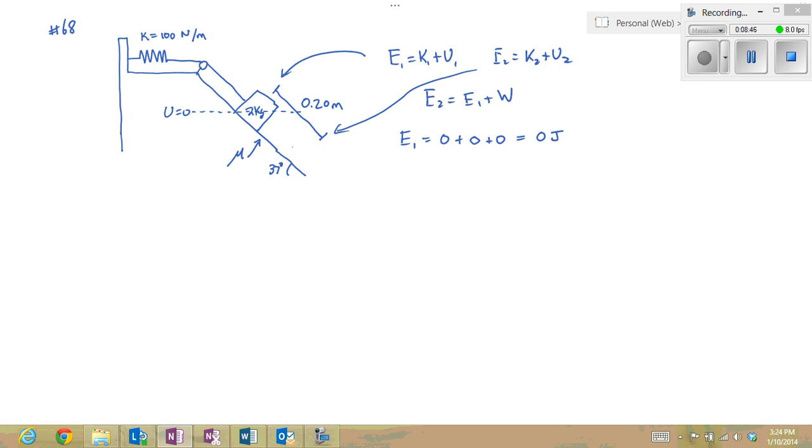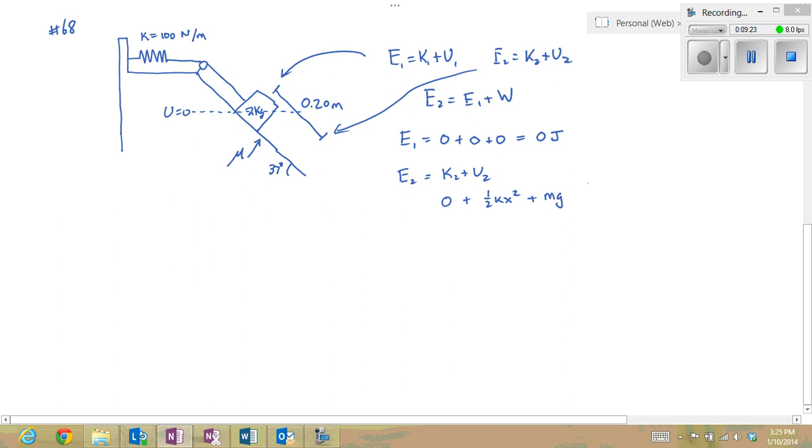So now we're going to do the same thing again with E2. E2 is going to equal K2 plus U2. Well, here, again, the system is stopped when it gets to the bottom of the plane, so the kinetic energy, K2, is 0. But now we have potential energy. We have potential energy stored in two forms here. The spring is now stretched, so it's going to equal 1/2 kx squared, the amount that it extends. And the block is also going to have gravitational potential energy, mgy, the amount it has moved vertically up or down.